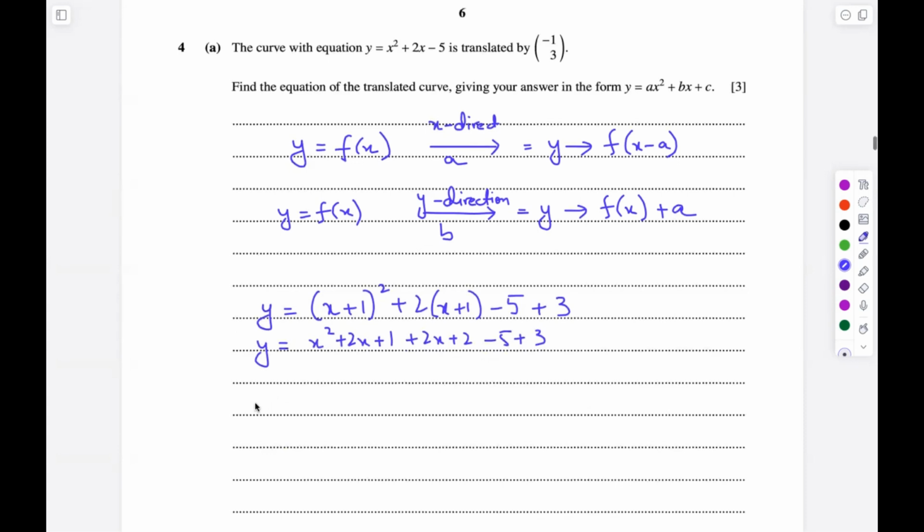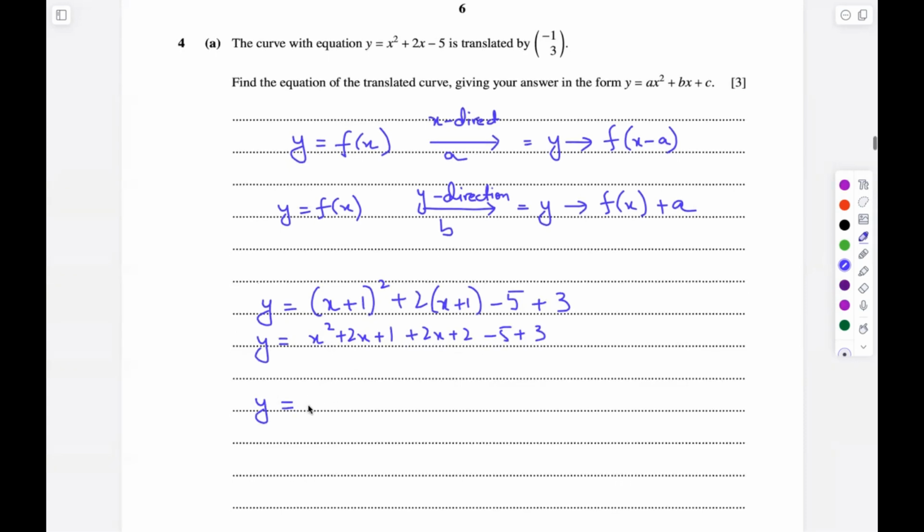Simplifying this, we'll get y equals x squared will remain as it is. 2x plus 2x will make it 4x. 1 plus 2 is 3, 3 minus 5 is minus 2, and minus 2 plus 3 will make it a plus 1. So the equation will be y equals x squared plus 4x plus 1.